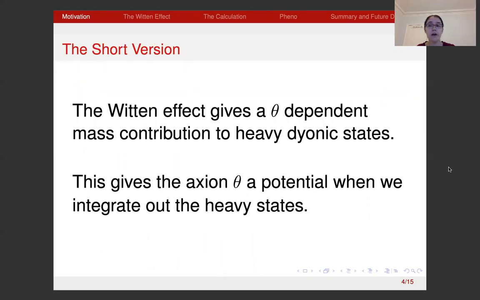So the short version of how this potential comes about is that the Witten effect gives a theta-dependent mass contribution to heavy dionic states. And when we integrate out these heavy dionic states, that gives the axion theta a potential. Now, the whole talk is going to be dedicated to discussing this. So if this isn't clear yet, that's totally fine.